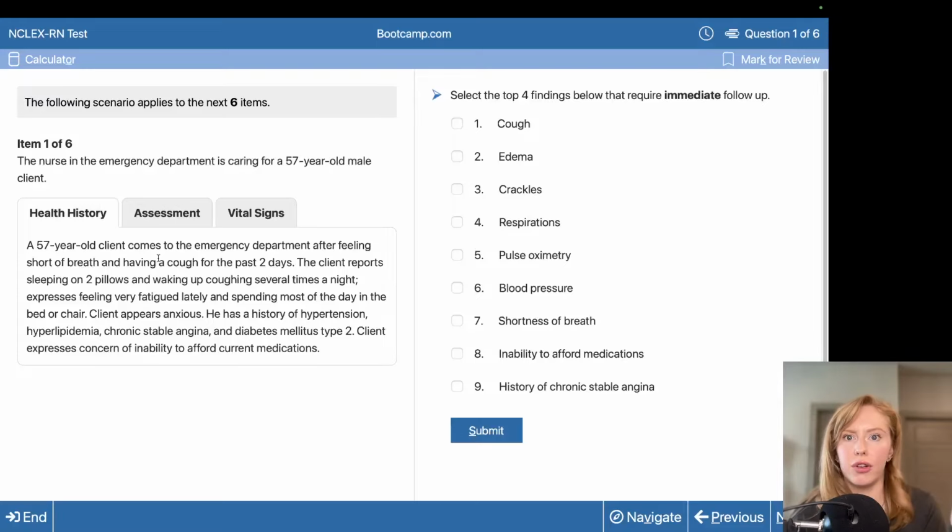I'm going to click through and highlight important things. Of course, on the real exam, you guys are going to have a whiteboard that you can use to note anything that you think is really important to keep in mind. All right, so keep all this in mind.